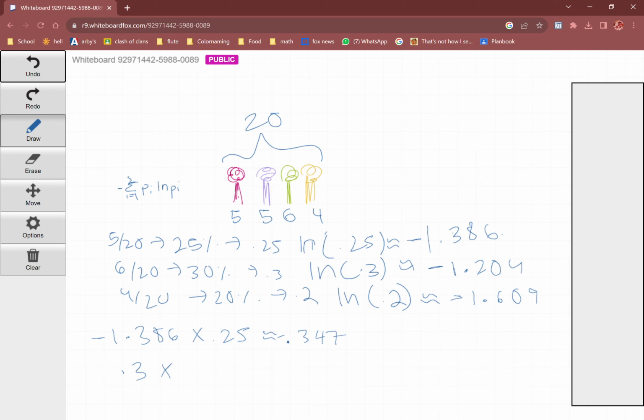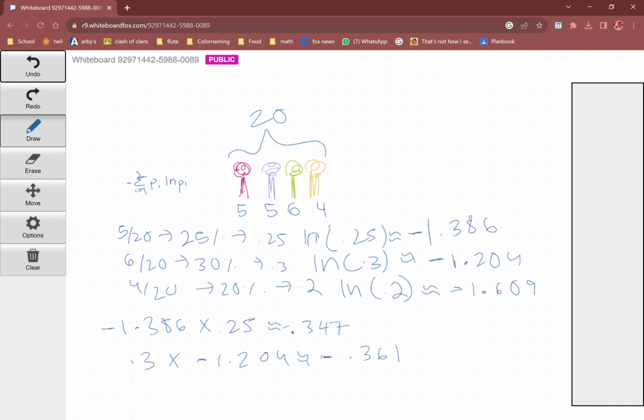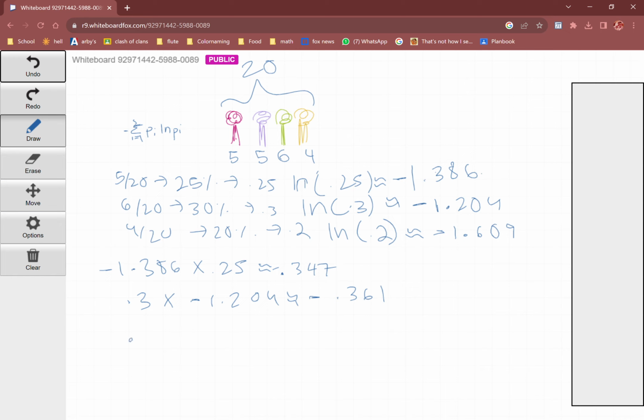0.3 multiplied by negative 1.204 is approximately negative 0.361. 0.2 multiplied by negative 1.609 is approximately negative 0.322. Okay, great. So now what we do is we sum these up.